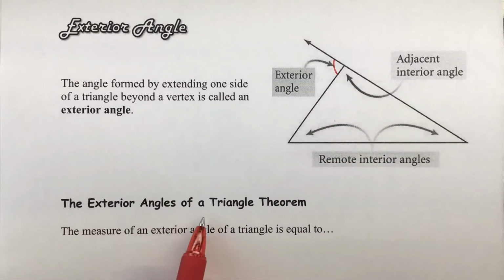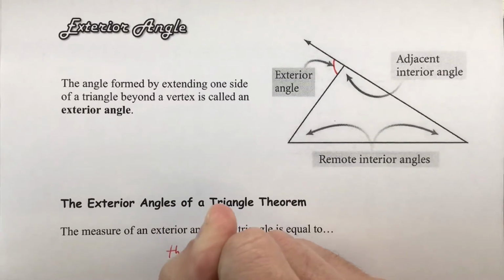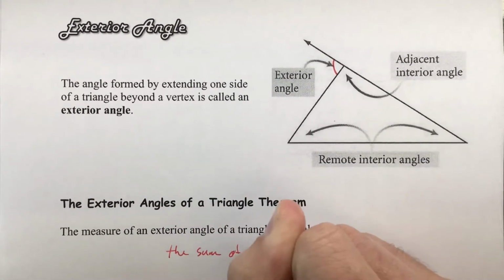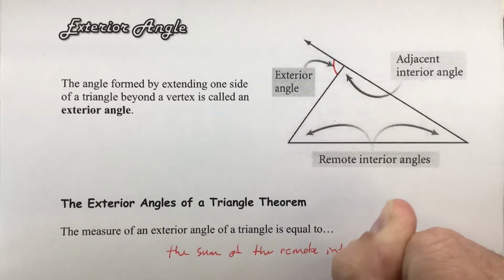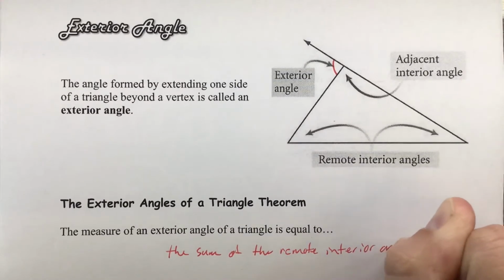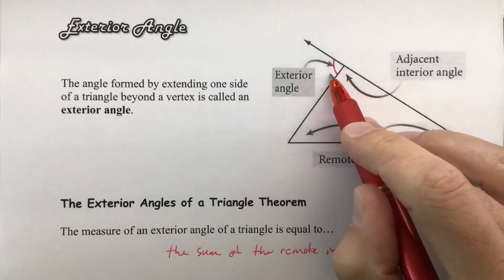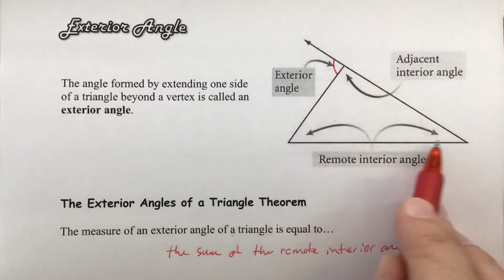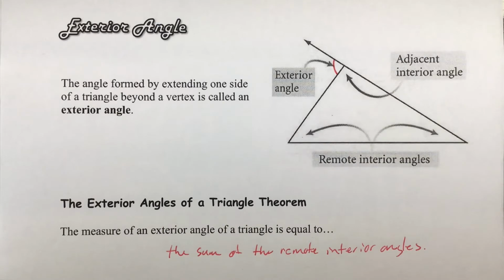The exterior angles of a triangle theorem states the measure of an exterior angle to a triangle is equal to the sum of the remote interior angles. All right, so how could that be true? How could the angle that's out here be the same size as the two angles that we've got there added together? Well, it comes down to two things.